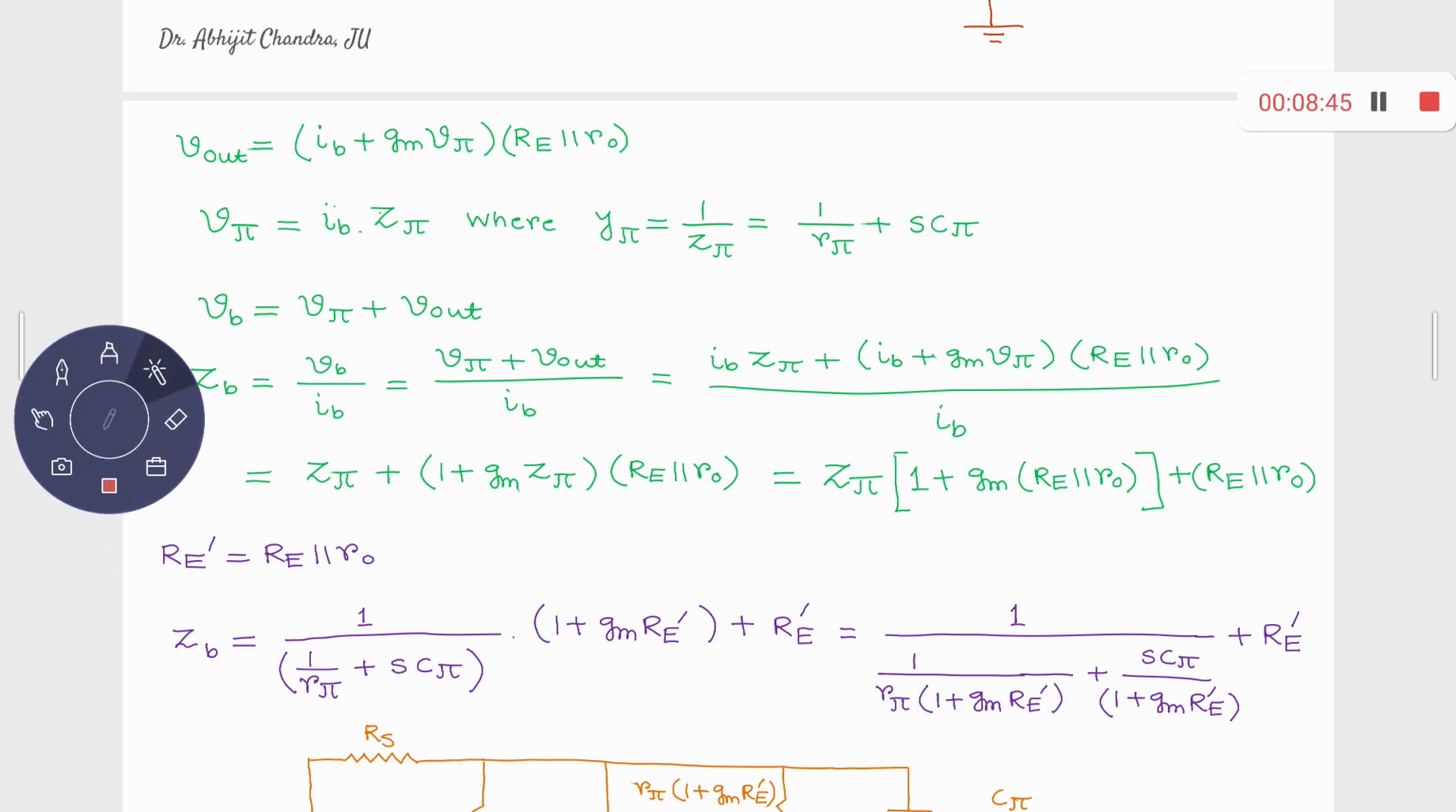Z pi is already there. So what is your Z pi? Z pi, as you know, is nothing but 1 upon Y pi. So 1 upon Y pi, that is 1 upon 1 by R pi plus SC pi, multiplied with 1 plus gm RE dashed, plus RE dashed, right? Is it okay?